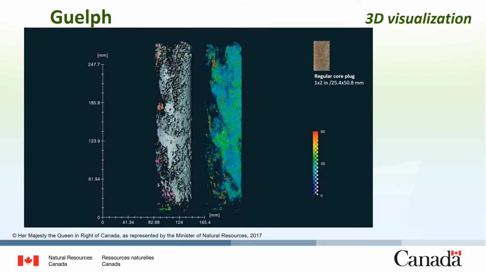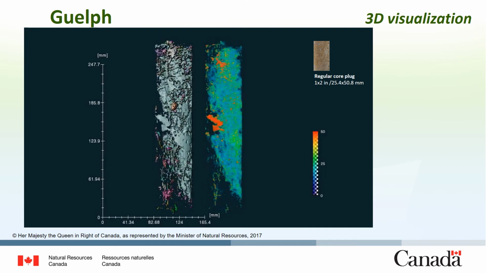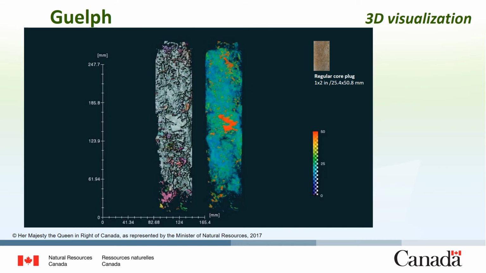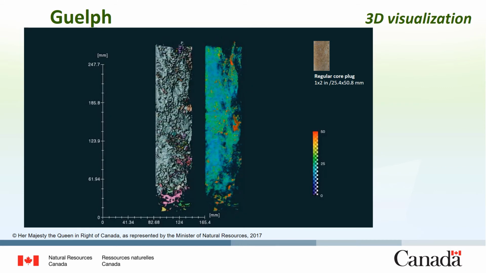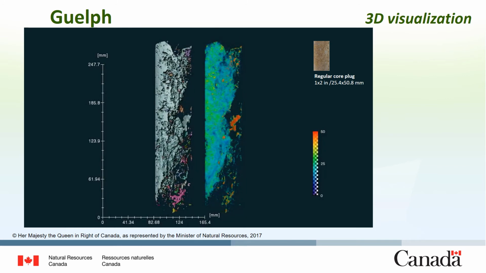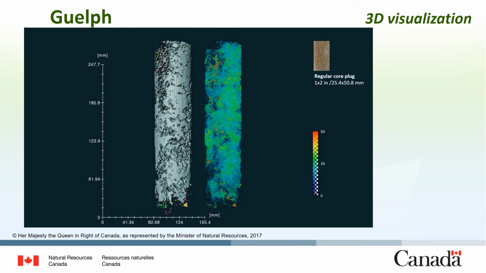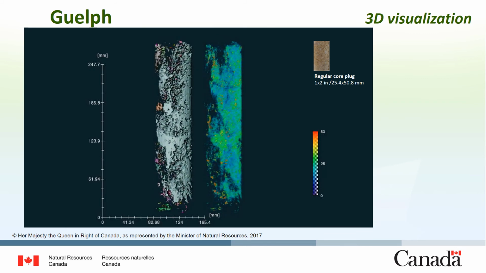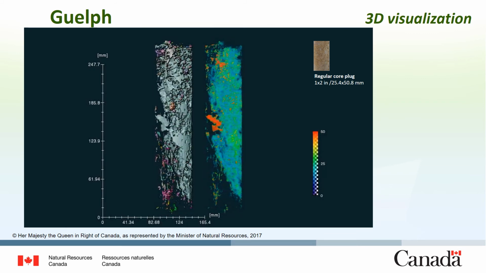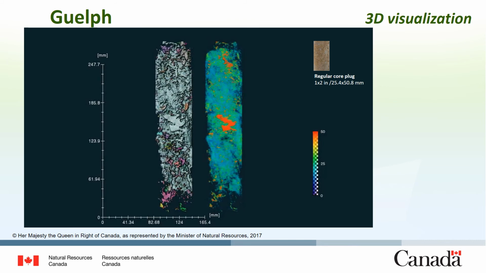A regular 1 by 2 inch core plug is presented in this slide again, and this is to illustrate how the location of the subsampling for conventional gas porosimetry could lead to overestimating or underestimating the porosity depending on the location of this subsample.